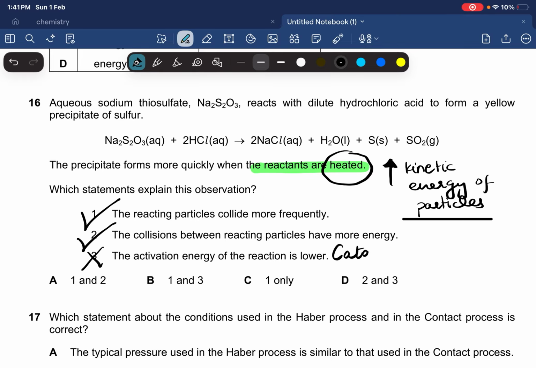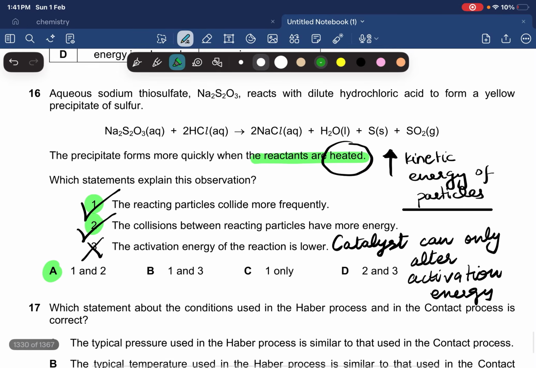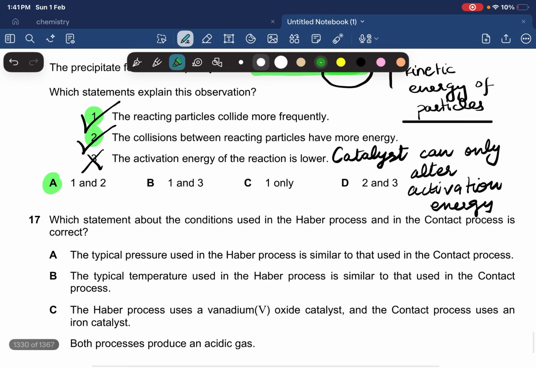So you got to write that only a catalyst can alter activation energy. Nothing apart from a catalyst can do it. Only a catalyst, which makes options 1 and 2 the correct answers. If they would have said that we've added a catalyst, then we could say that the activation energy is lowered. But they're not adding a catalyst, they're just simply heating the mixture.